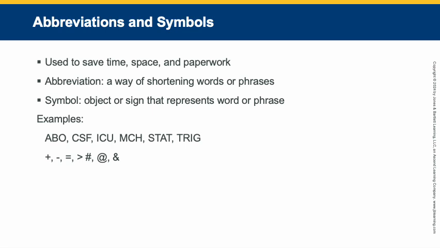DIC, this is disseminated intravascular coagulation. You may hear this if a patient is in the trauma unit. DNR is do not resuscitate. So you need to know not to do CPR on that patient if they have a DNR. DOB is date of birth.